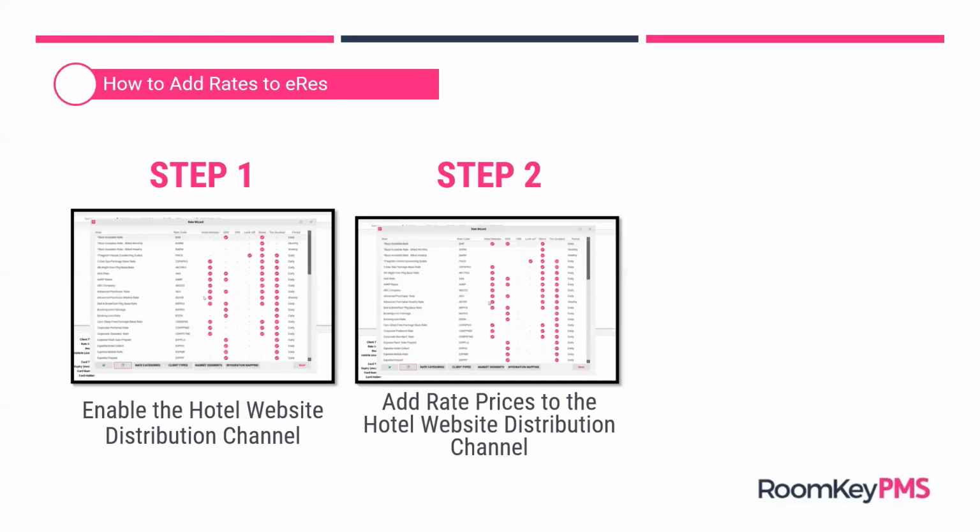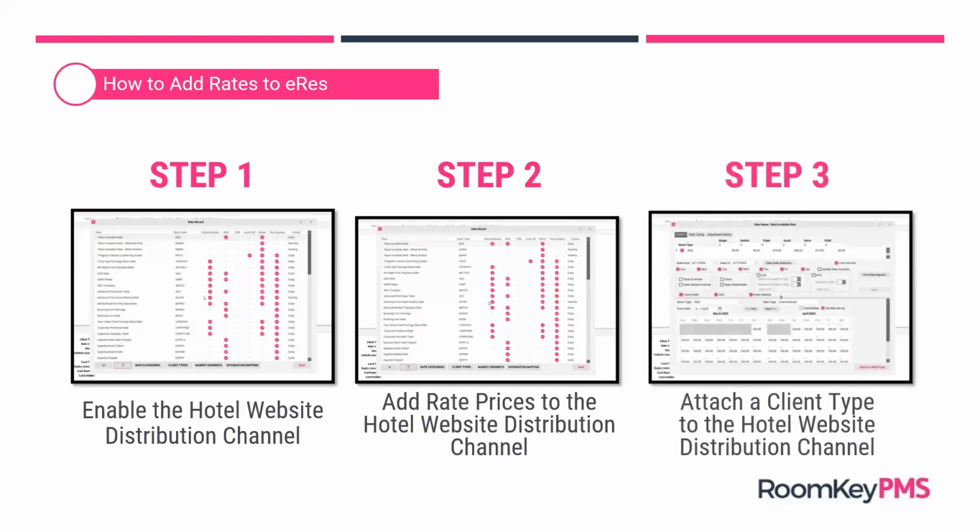Now I have one final step. Step number 3 is to attach a client type to the hotel website distribution channel. Sometimes we call this step making it bookable, because every rate requires at least one client type attached in order to be bookable. So let's see how to do that here in step number 3.